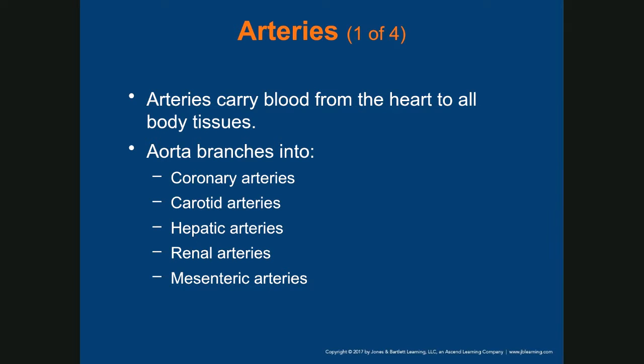The arteries. Arteries carry blood from the heart to all body tissues. The aorta branches into the coronary arteries, which supply the heart muscle directly with blood. The carotid arteries would supply the brain and the head with blood. The hepatic arteries would supply the liver, renal arteries the kidneys, mesenteric would be the intestines.